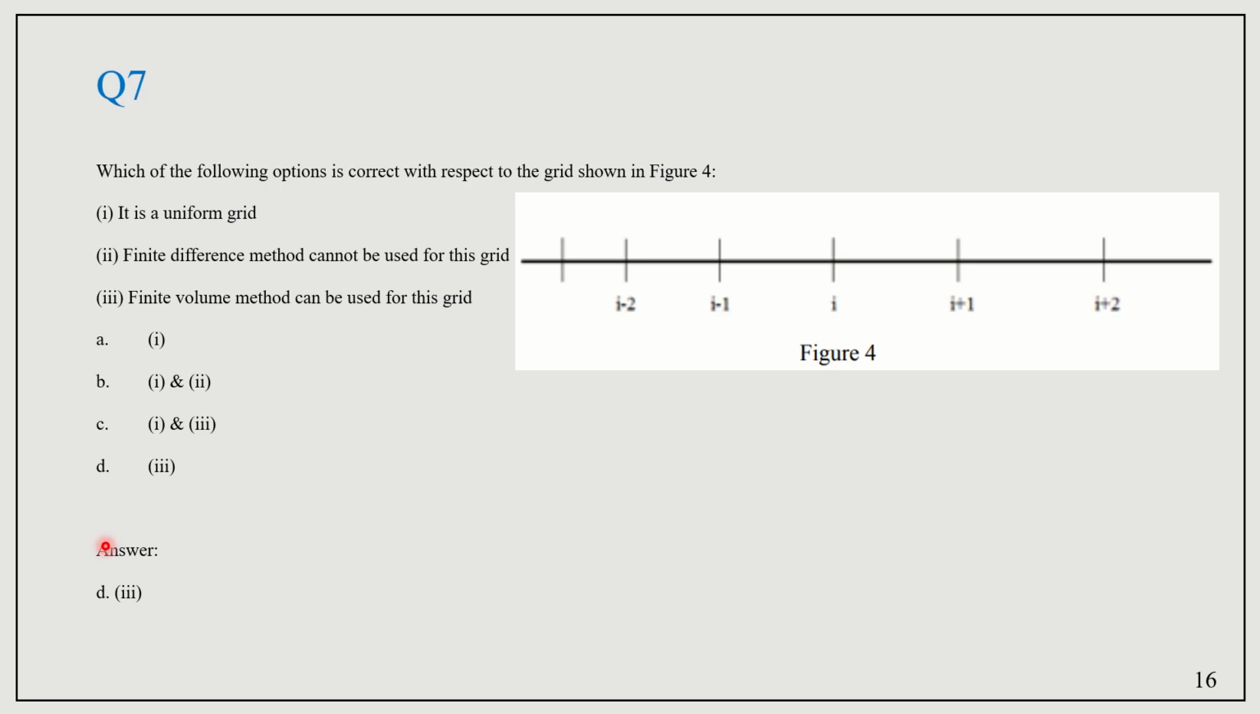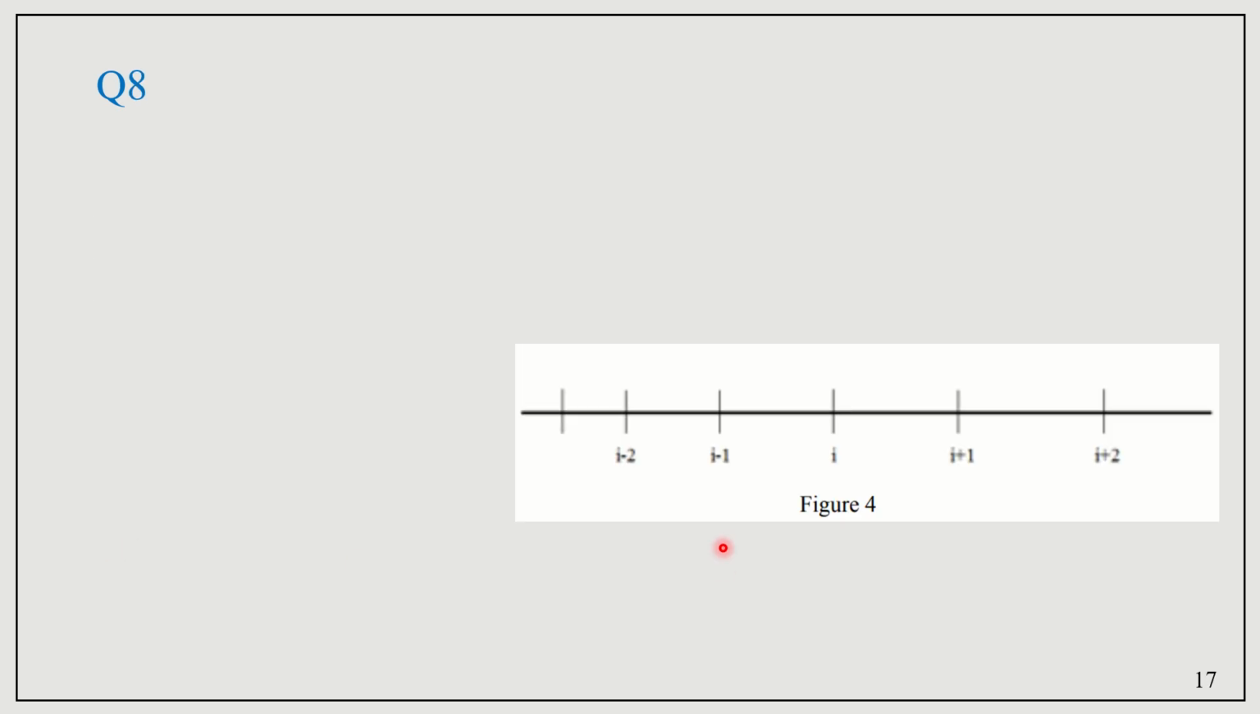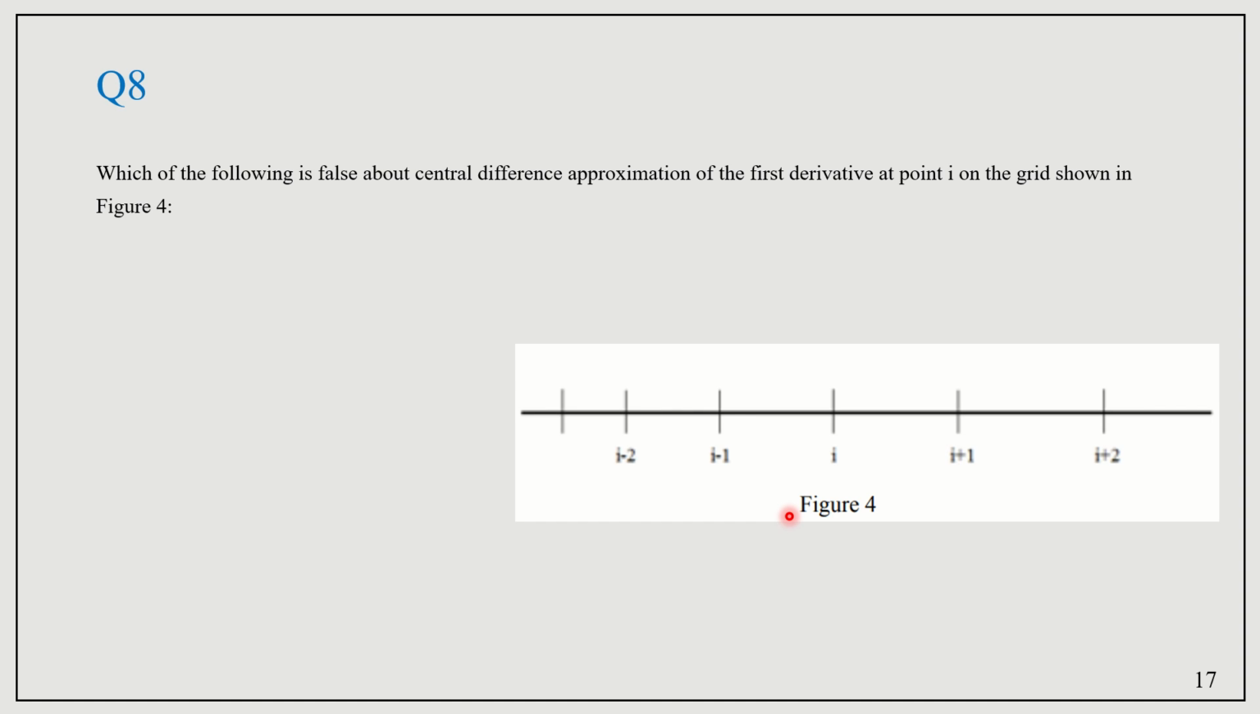Now for question 8, again we are going with figure 4 only. In figure 4, what is given? Which of the following is false about central difference approximation of the first derivative at point I on the grid shown in figure 4? So here again the question is about which of the following is false. It is not about which of the following is true.